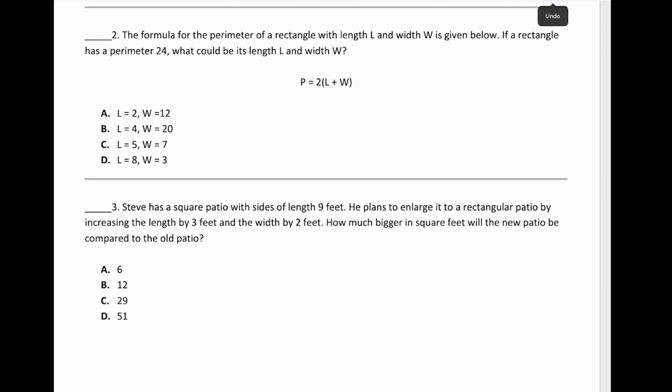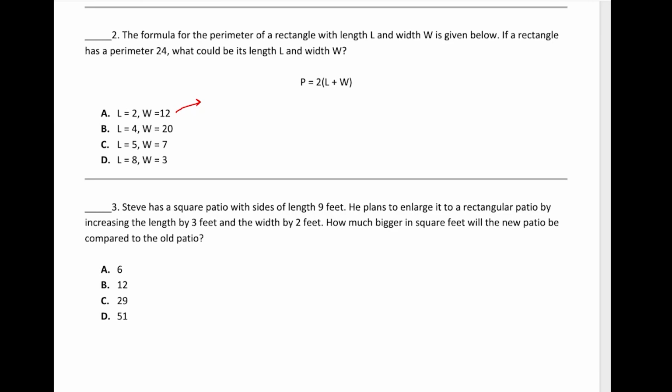Number 2 says the formula for the perimeter of a rectangle with length L and width W is given below. If a rectangle has a perimeter of 24, what could be its length L and width W? Now this one's a little tricky because you're not going to be able to solve for this directly by setting up an equation and solving, because we've got only one equation with 2 variables here. Instead, we are going to just try each answer choice and find the one that works. So we'll just test these one at a time.